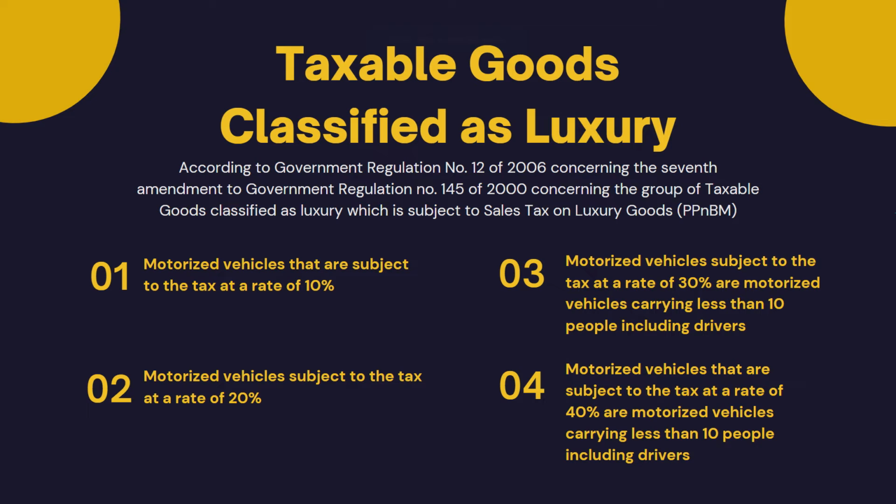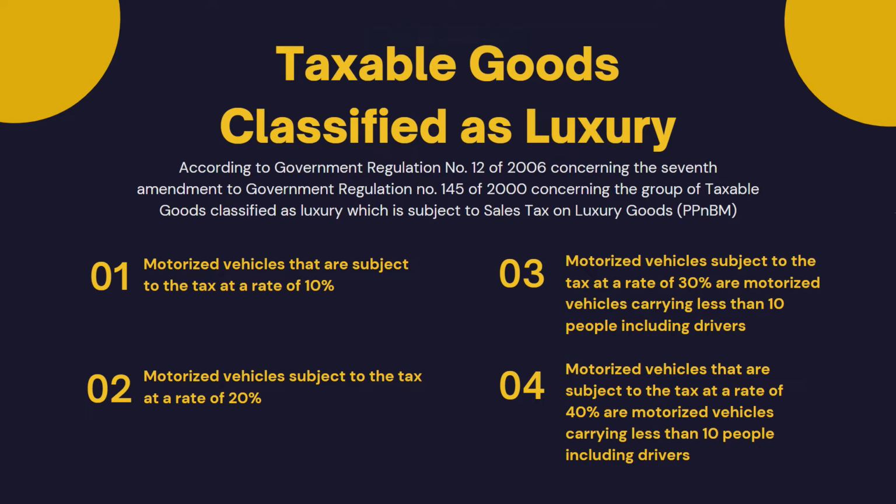Right, the third is motorized vehicles subject to the tax at a rate of 30%. Are motorized vehicles carrying less than 10 people including driver, in the form of a sedan or station wagon, with a spark ignition or compression ignition engine with a cylinder capacity of up to 1500 cc, and then a motor vehicle other than a sedan or station wagon with a double axle drive system and with a cylinder capacity of up to 1500 cc.